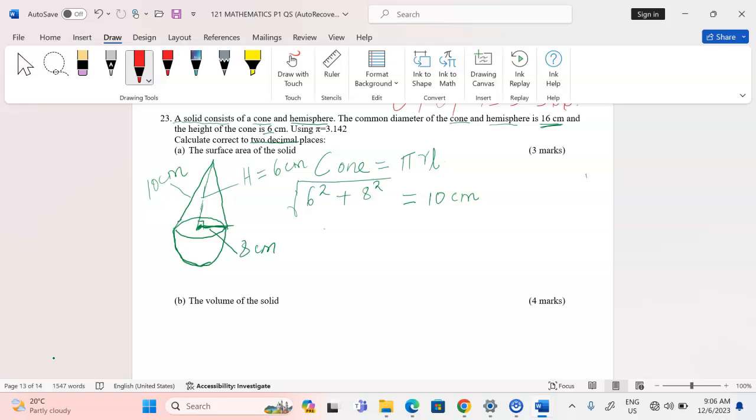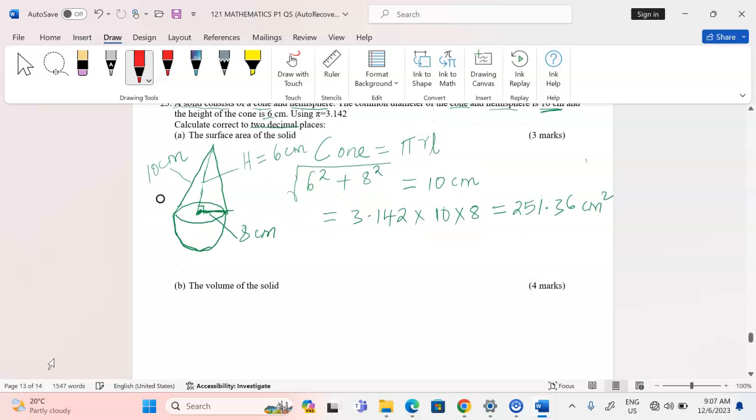Therefore, we can substitute and say pi, 3.142, r, which is 8, and the slanting length, which is 10. Therefore, we're going to have 3.142 multiplied by 80. This gives us 251.36 square centimeters. The next is the hemisphere.